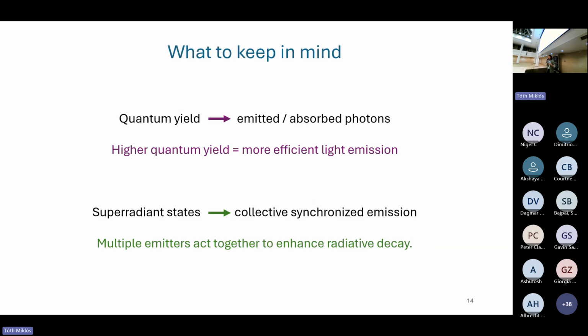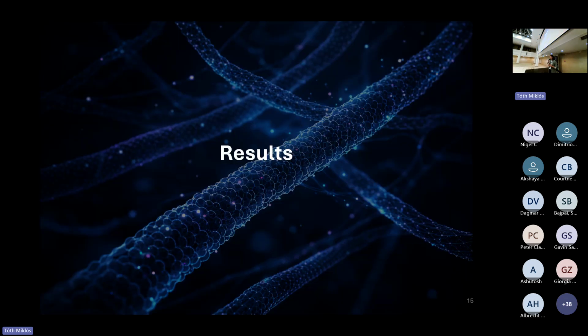So what to keep in mind for those who don't like too much maths? For example, the quantum yield is just emitted over the absorbed photons. So the higher the quantum yield, the more efficient the light emission will be. And a superradiant state is this collective synchronized emission in our system. So let's go to results.